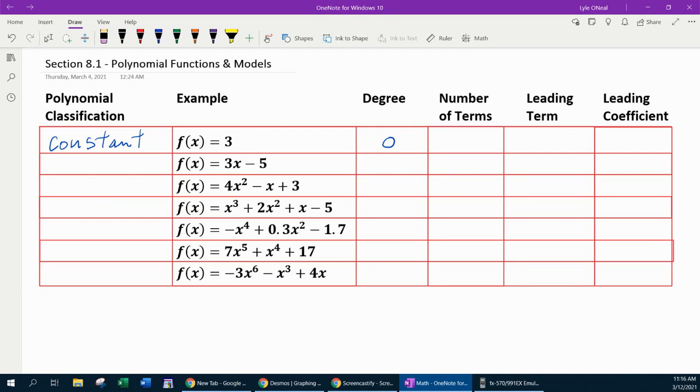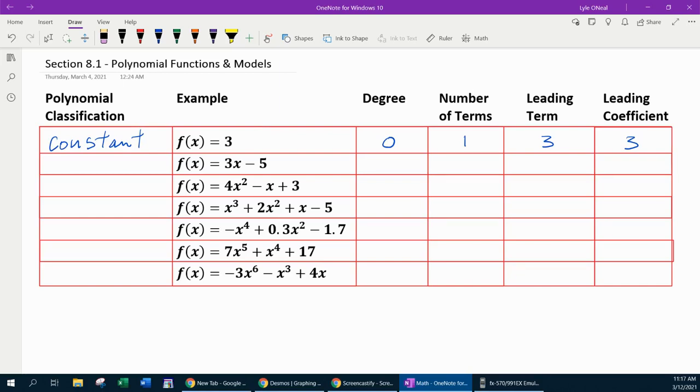The number of terms in this function is 1. There is only one term, the 3. The leading term, since that is the only term, then 3 would be the leading term. And the coefficient is the number in front of the variable. So since there is really an x there, it's x to the 0, the coefficient would be 3.